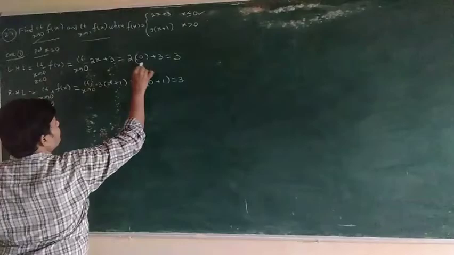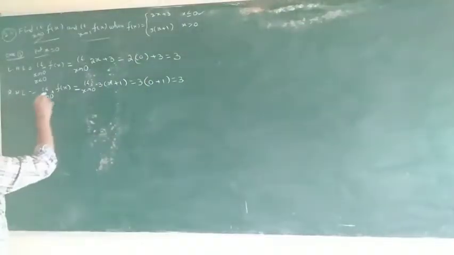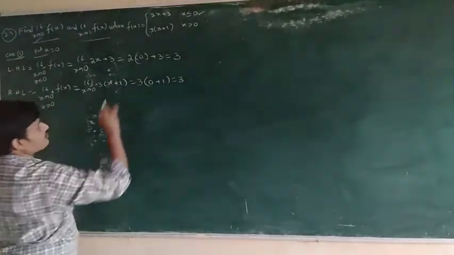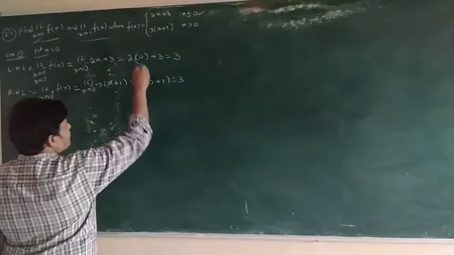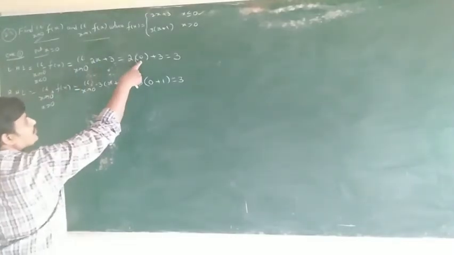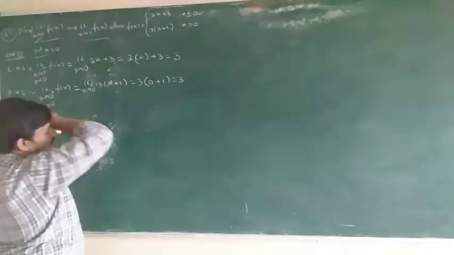So here for the left hand limit we substitute x equal to 0 in the function, and for the right hand limit also x equal to 0. So in both we apply the same x value, but what is the difference? 0 minus means substitute x equal to 0, 0 plus means substitute x equal to 0. So what is the difference between LHL and RHL? The difference is the function is different. Which function we have to take, this is the main point.